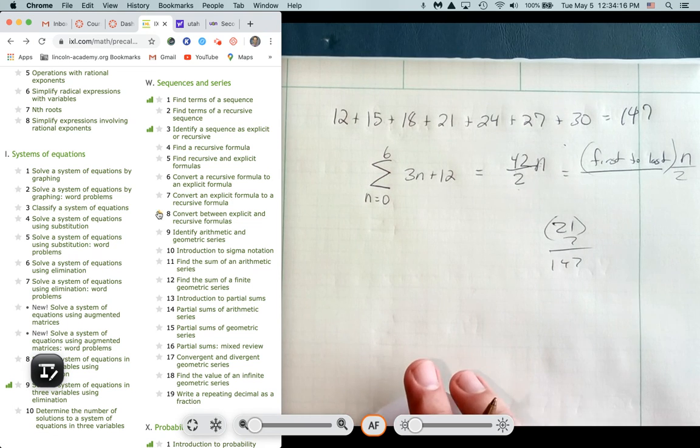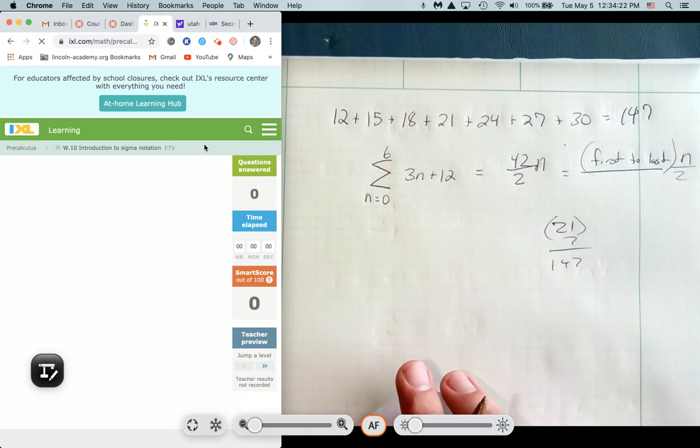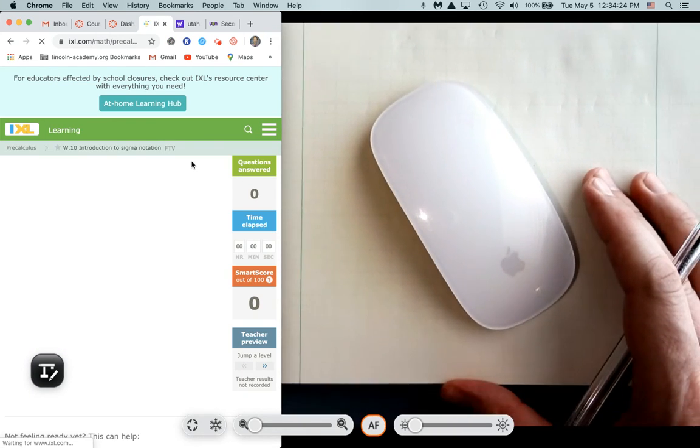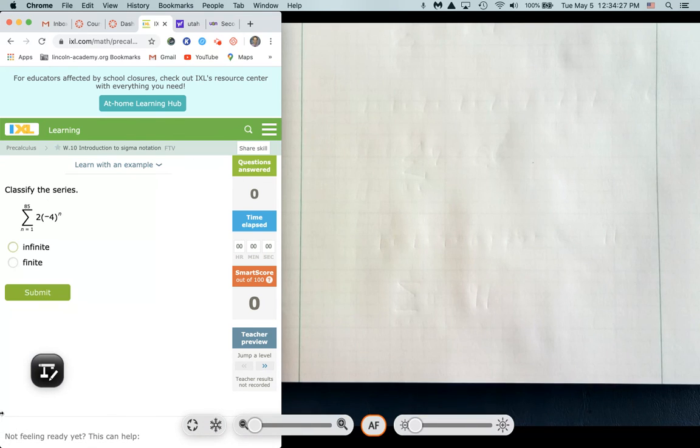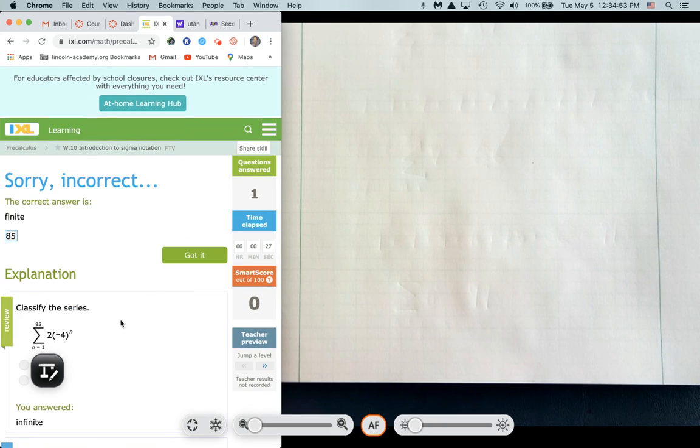We're going to do a few more in just a minute, but let me make sure you understand what's going to go on. Introduction to sigma notation. At first, all I'm going to want you to do is determine whether the series is arithmetic or geometric, and whether it's infinite or finite. The way you tell if it's infinite is if there's an infinity symbol in the sigma notation. So going from 1 to 85, there's a finite number. So you'll click finite and then hit submit.